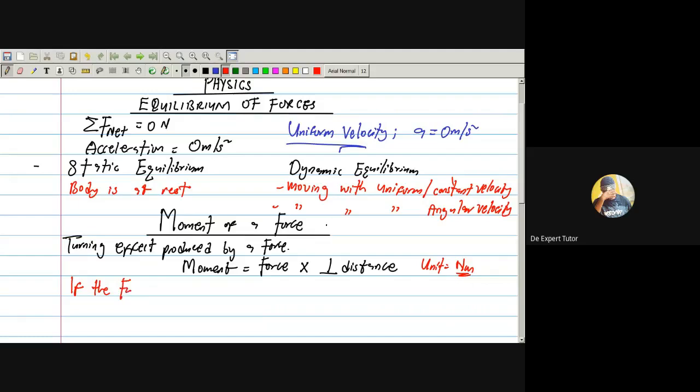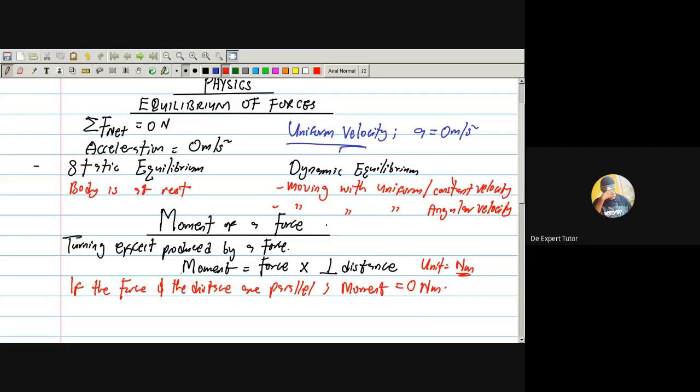If the force and the distance are parallel, don't worry, let me use this simple word. I'll tell you what I mean by this. That is, if they are parallel, or if the line of action coincides with that point where you want to find your moment, therefore your moment is equal to 0. Your moment is equal to 0 Newton meter. Don't worry, you understand this by the time you are solving questions. So just take note of those points.